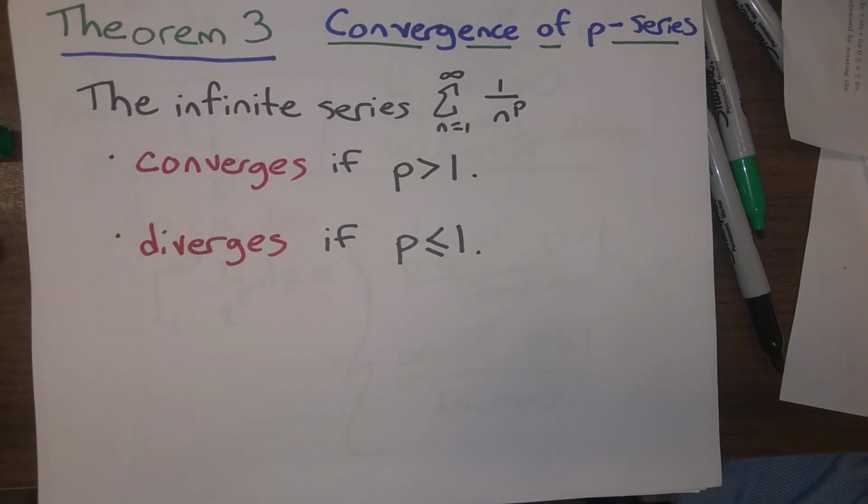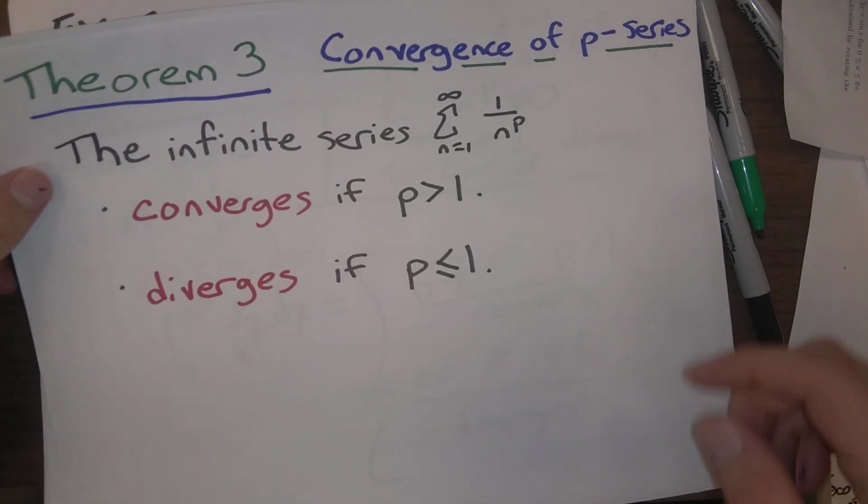So the infinite series, the sum from n equals 1 to infinity of 1 over n to the p, converges if p is greater than 1, and diverges if p is less than or equal to 1. It's exactly the same behavior as the integral from 1 to infinity of 1 over x to the p dx.